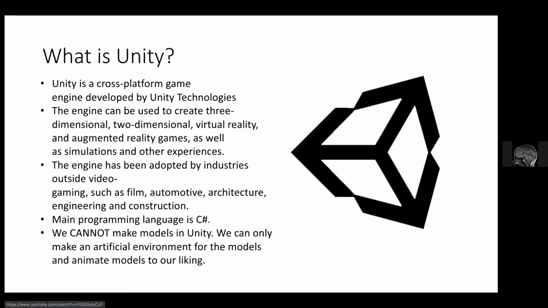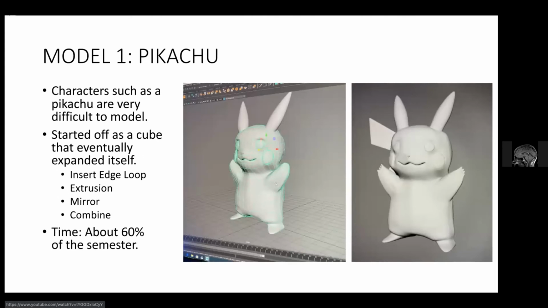Another important thing to point out about Unity is we can't really make character models in Unity. We can only really make an artificial environment for our models and animate models to our liking. We could also add some effects to our landscape, but we can't really sculpt a model or a building. So I'm going to be talking about my first model, which is this Pikachu right here.